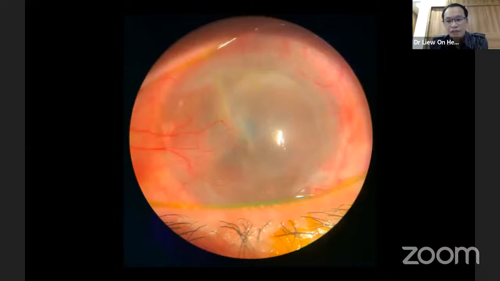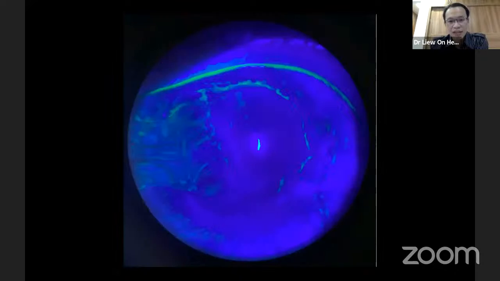And this is after the longer follow-up. The patient was also started on a second-line immunosuppressive, and is completely epithelialized. And you can see that the thinning area actually conjunctivalized, and no more obvious thinning was seen. This is the CEDAR test, and also the fluorescein stain shows no epithelial defect.